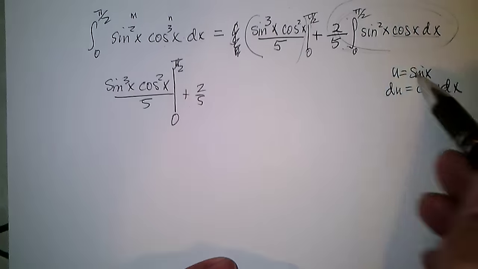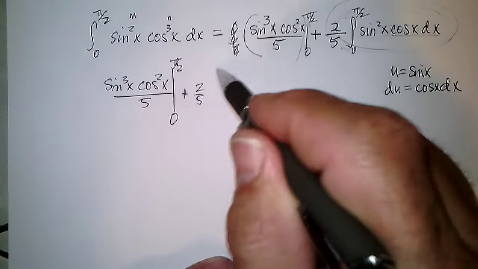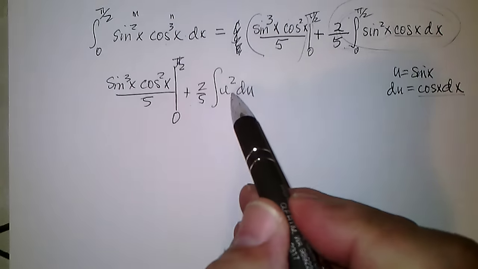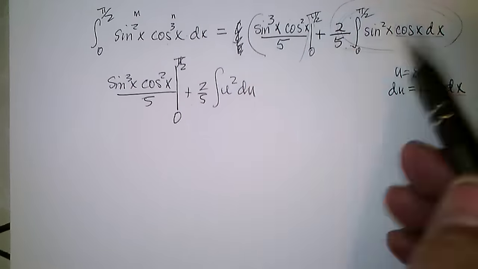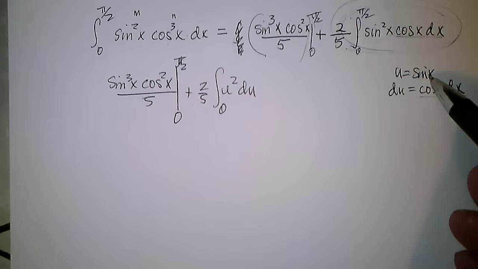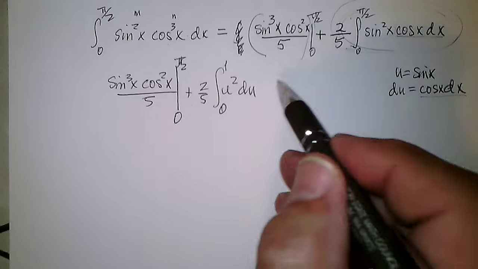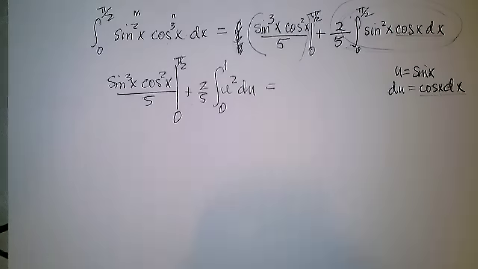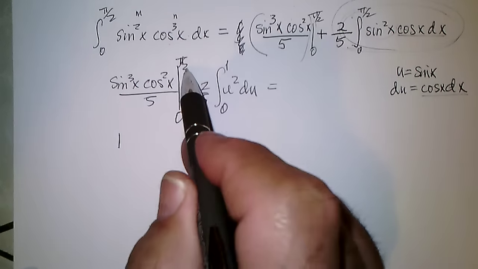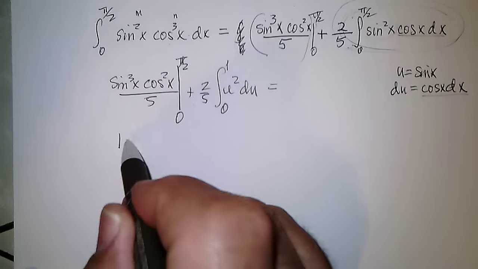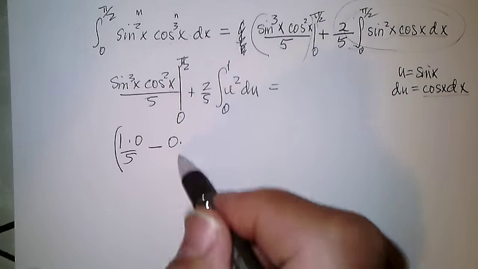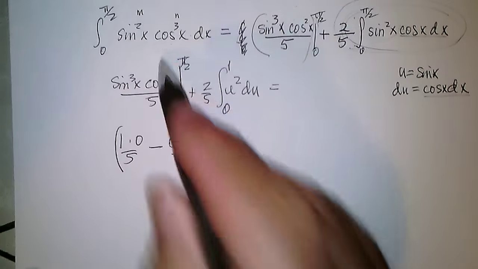This part is going to be u squared, and cosine x dx is du. Now we got new limits. If x is 0, sine of 0 is 0. If x is pi over 2, sine of pi over 2 is 1. So let's put these in here. Sine of pi over 2 is 1, cubed is 1. Cosine of pi over 2 is 0, squared is 0 over 5, so that's going to be 0. Minus, if I put 0 in here, sine of 0 is 0, times cosine would be 1 squared over 5. So out of this, I get nothing.